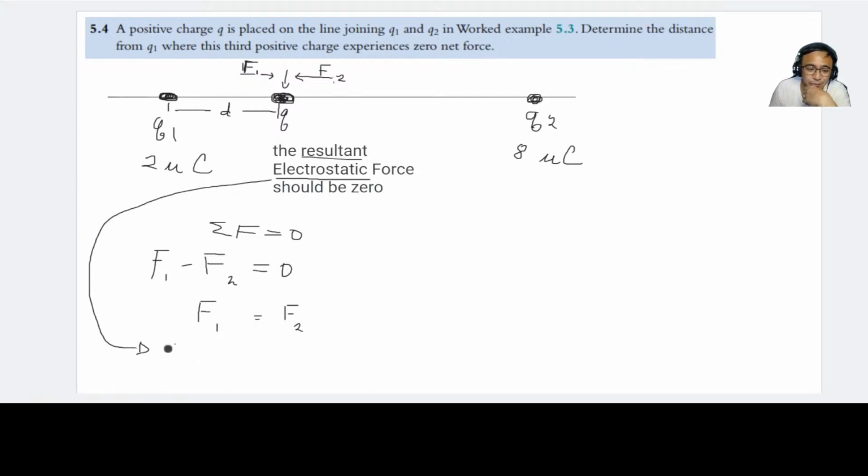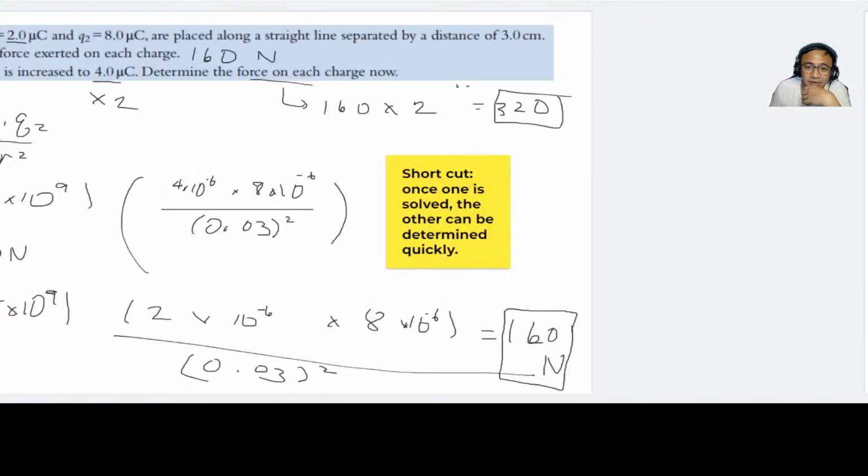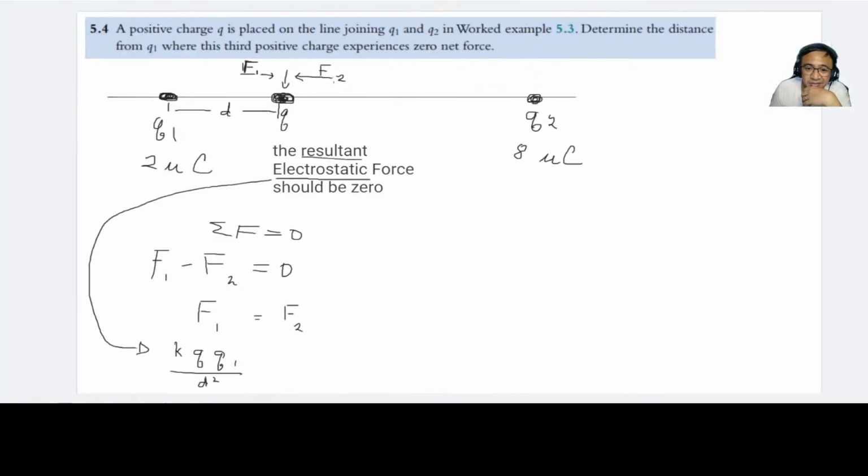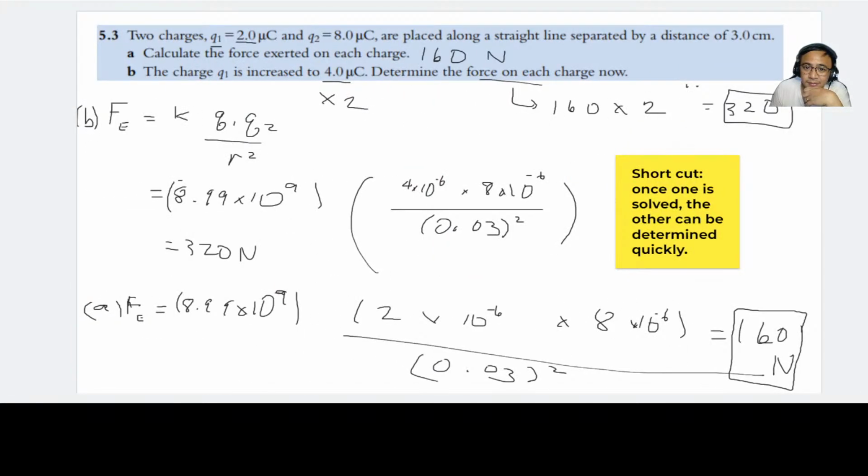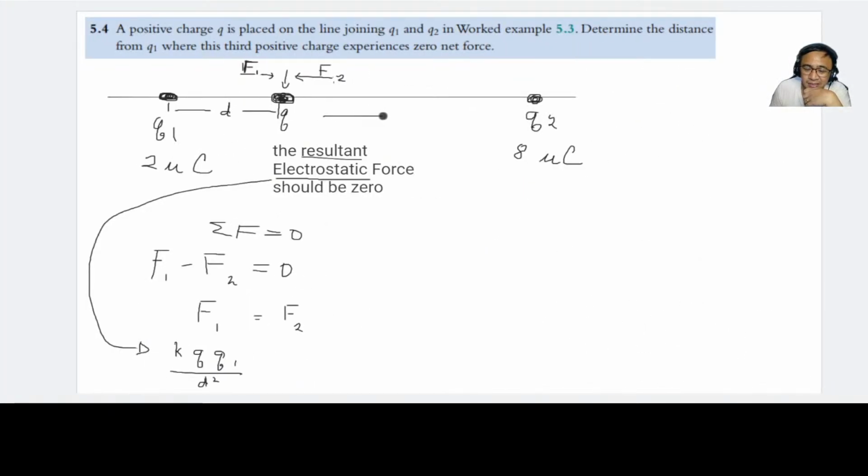Okay, so I'll just write it and then I'll let you calculate. So this is going to be K Q Q1 over d squared, right? How far apart are the two? They're 3 centimeters, right? So this would be 0.03 meters minus d.